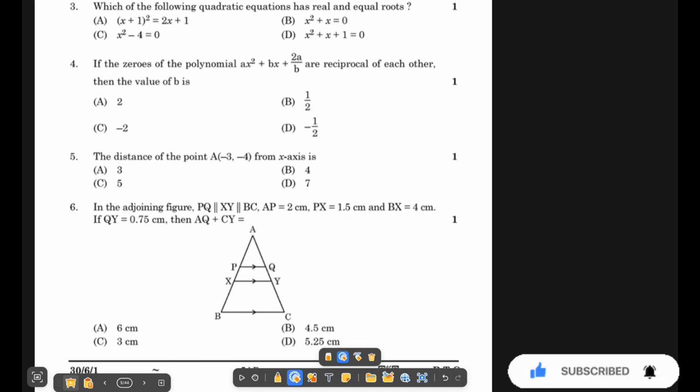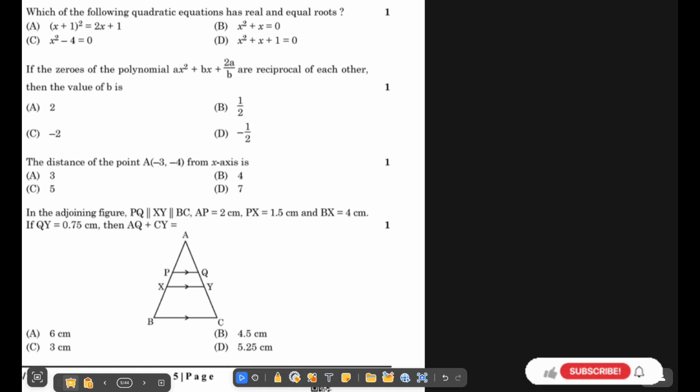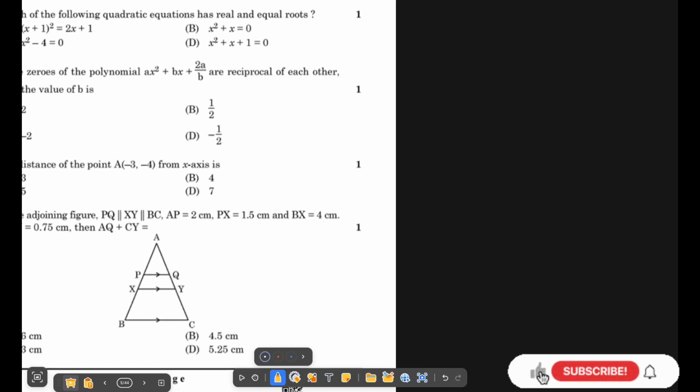Next, the fourth question. If the zeros of the polynomial x square plus bx plus 2a by b are reciprocal of each other, then what is the value of b? Reciprocal of each other means if one zero is alpha, the other zero is 1 by alpha. The polynomial given here is p of x equals x square plus bx plus 2a by b.